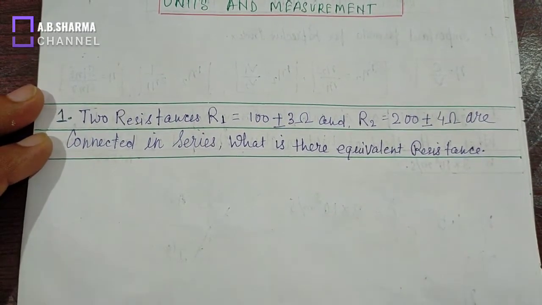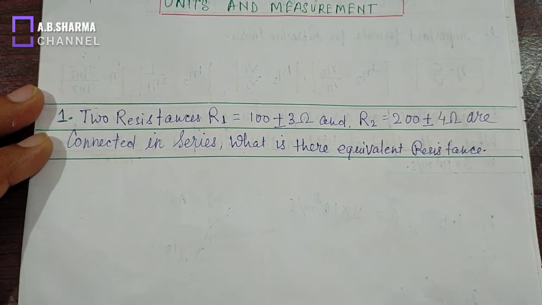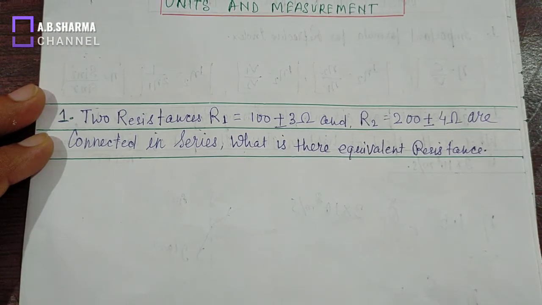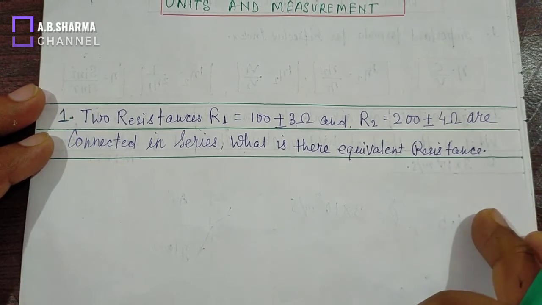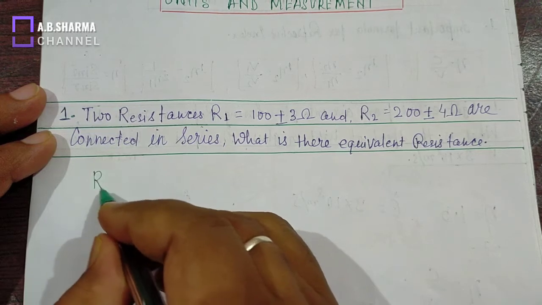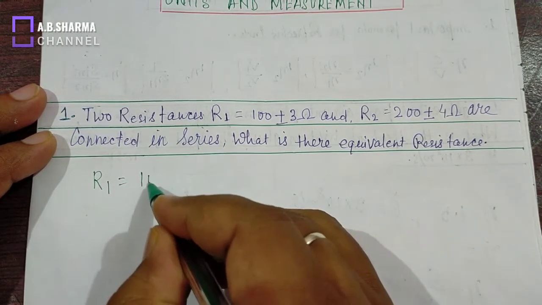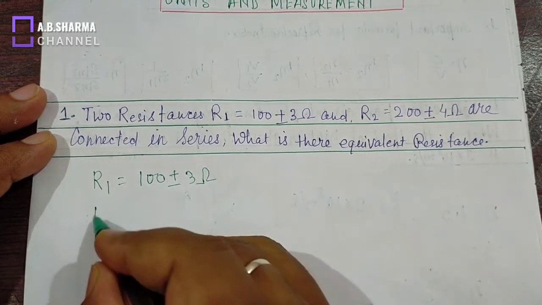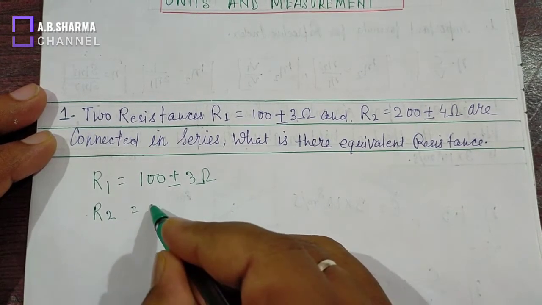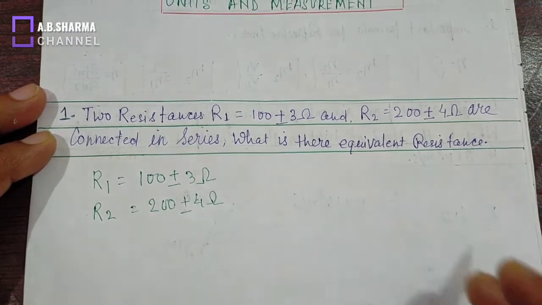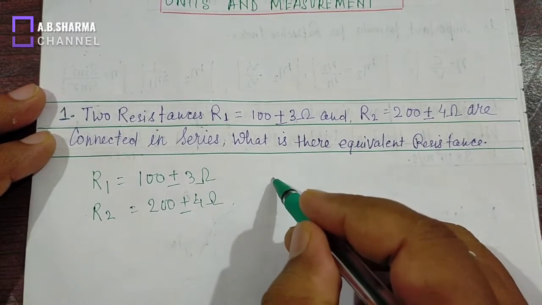See the question. Two resistances R1 of this much value and R2 of this much value are connected in series. What is their equivalent resistance? Very simple question. First you try to do yourself, then see the solution. Here R1 is given 100 plus minus 3 ohm and R2 is given 200 plus minus 4 ohm, and the resistances are connected in series.